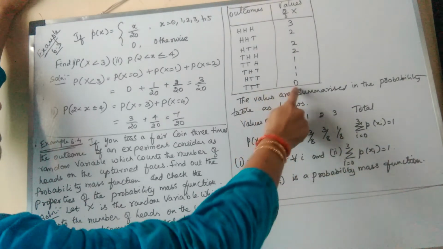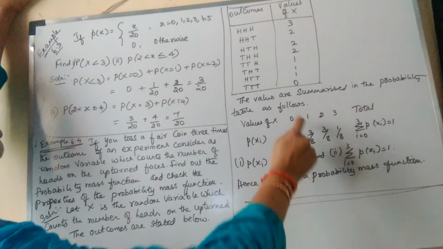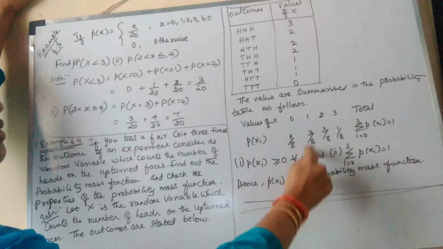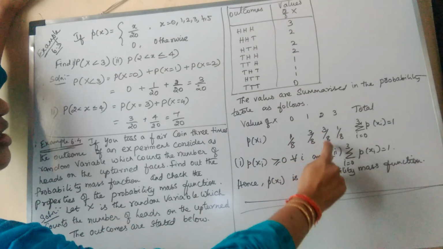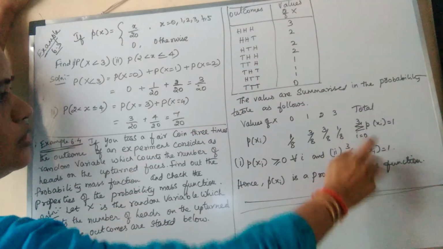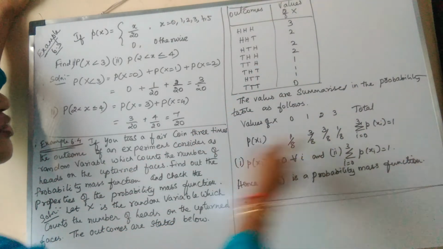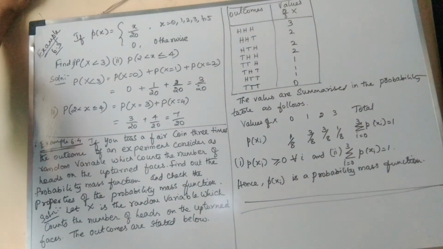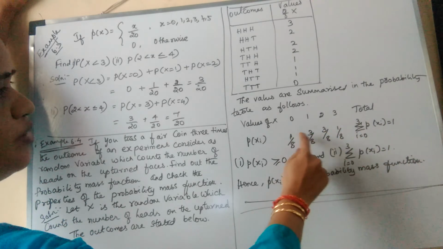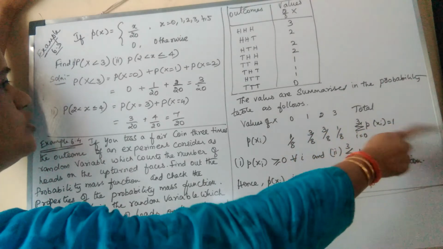And 0 heads occurs 1 time, so 1 out of 8. Here 1 head occurs 3 times, so 3 out of 8. And 2 heads occurs 3 times, 3 out of 8. 3 heads occurs 1 out of 8. So for this x data, put the probability. And adding the probability you will get 1 plus 3 plus 3 plus 1, 8 by 8, that is 1.